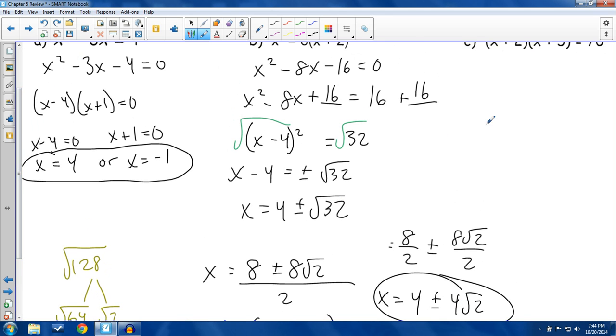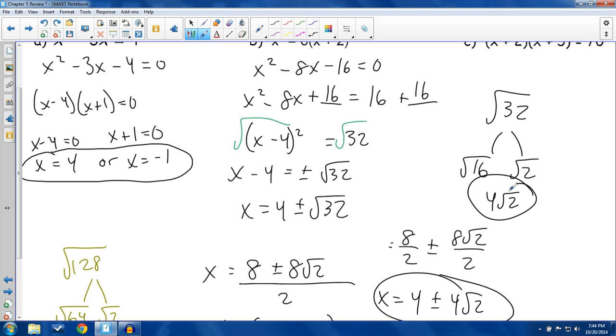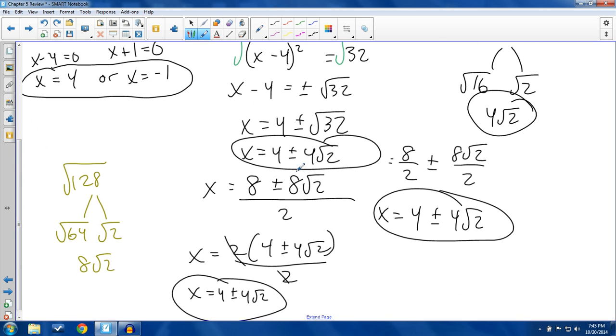And how do we do that? Well, the square root of 32 is the square root of 16 times the square root of 2, and the square root of 16 is 4. So you're left with 4 root 2. So your final answer is x equals 4 plus or minus 4 root 2. So again, you still get the same solution no matter which way you approach it.